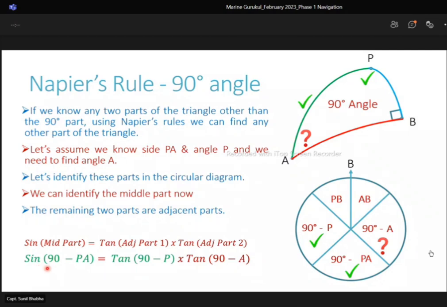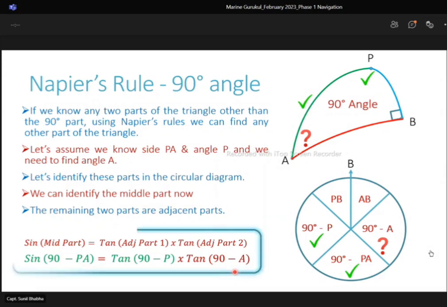Now in this equation, 90 minus PA is known to us. You can see a green tick mark here. 90 minus P is again known to us. These parts are known, and the only unknown in the equation is 90 minus A. So using the scientific calculator, we can easily punch in the numbers and get the value of angle A from here. So this is how we apply Napier's rule. And not only angle A, all the other remaining parts of the triangle can be found out using Napier's rule.